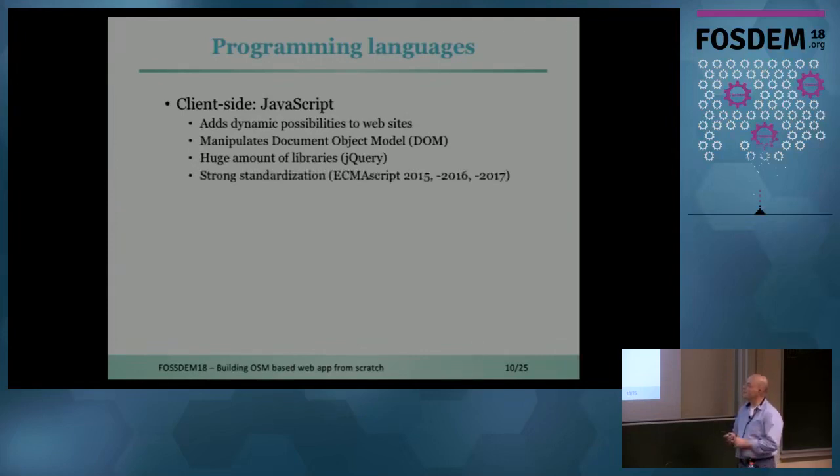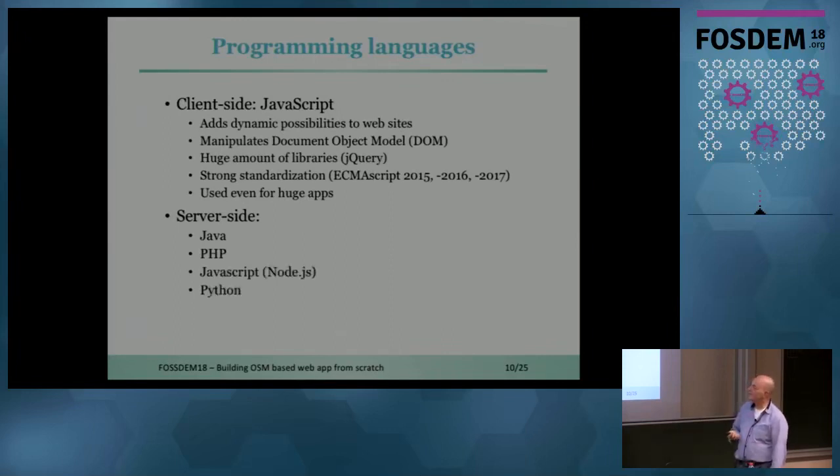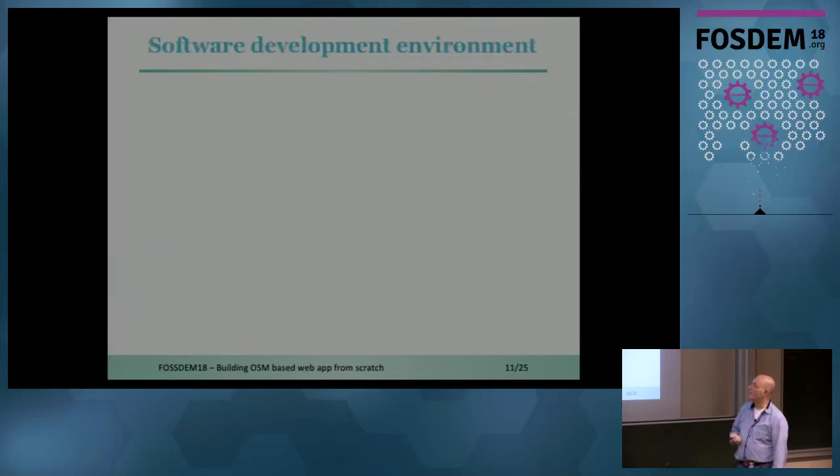And in the last years, the standardization was very strong in JavaScript, and we have huge apps built in JavaScript, Facebook, Twitter, you know that. And yeah, JavaScript is the choice. On the server side, you can program your data retrieval if you want. I didn't do that, I used the API. You can do it in Java, PHP, Node.js, also JavaScript, Python, and more, I think. But I'm not a specialist in that area, to be honest.